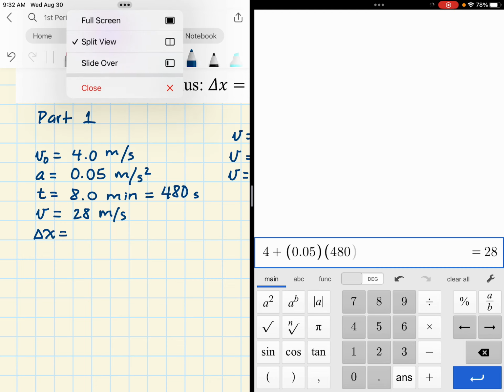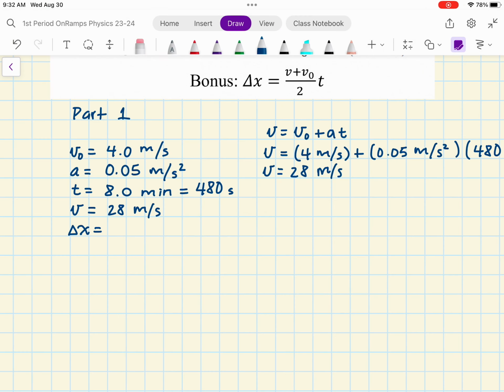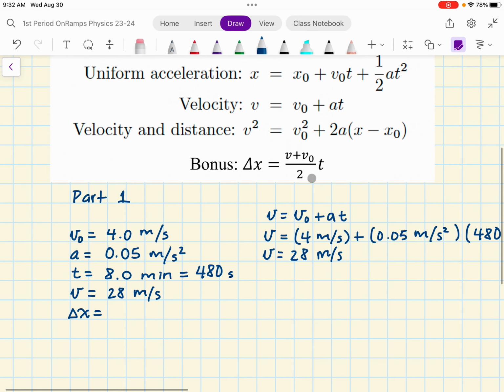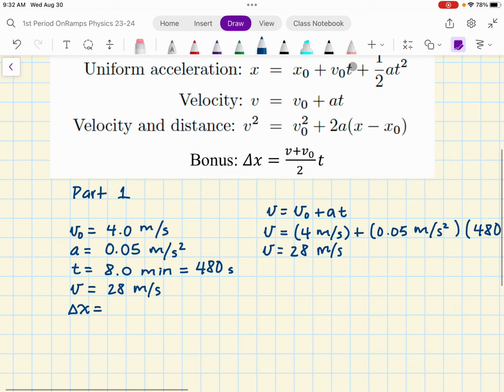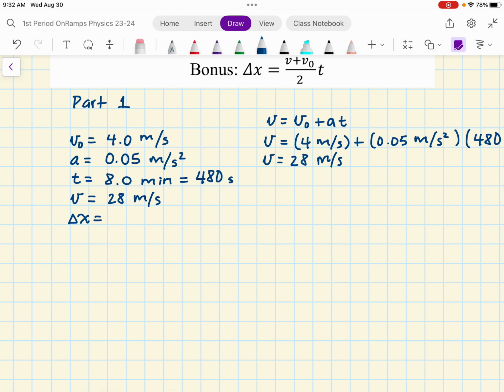Okay, so now let's find the displacement. For this one I have options. I'm going to use the first one, uniform acceleration, just to show you a different way of rewriting this equation. This one says final position is equal to initial position plus initial velocity multiplied by t plus 1/2 a t squared. And as you can see, I don't need to find initial or final positions. I need to find displacement.